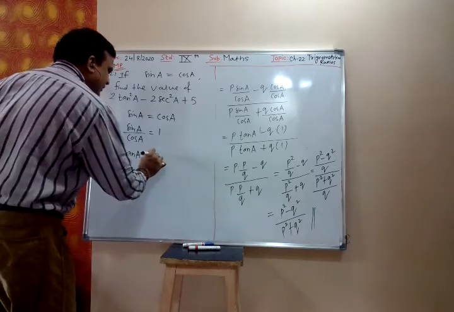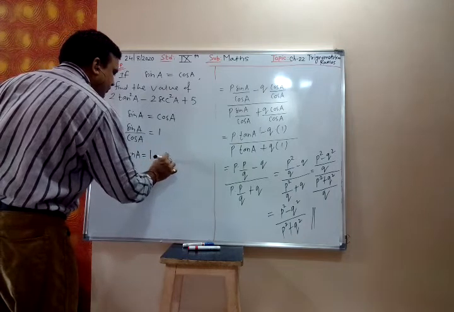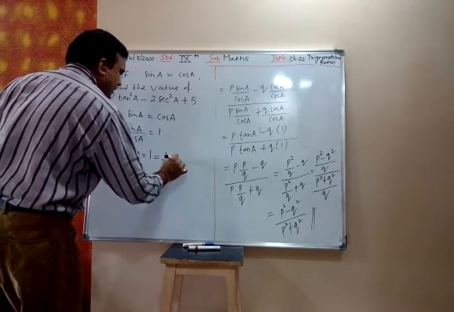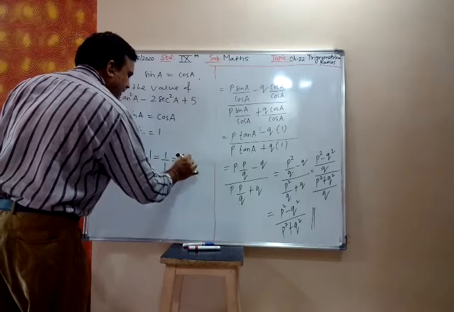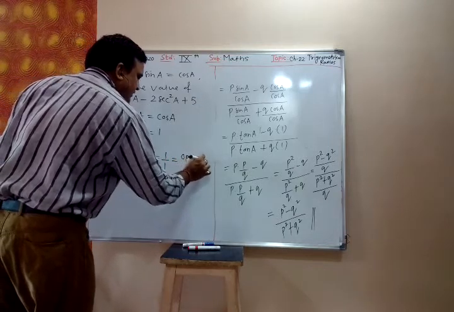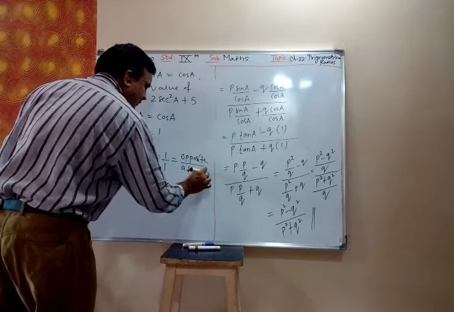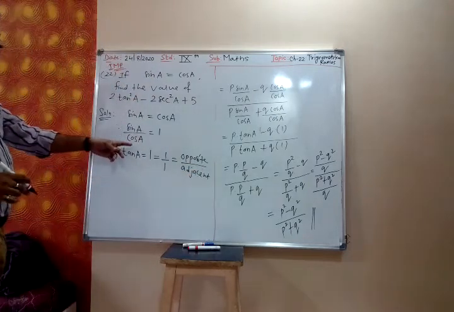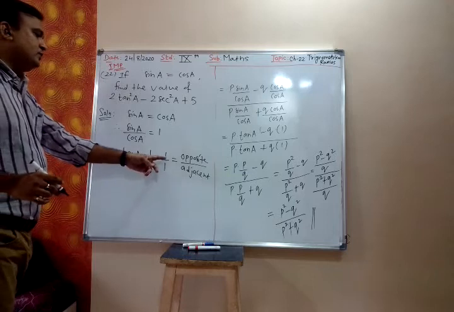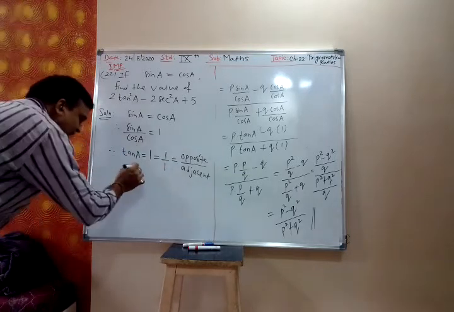But 1 I can write as 1 upon 1. What is tan? Tan is opposite upon adjacent. So tan A is 1, but 1 I can write as 1 upon 1. So 1 is opposite, 1 is adjacent. So now I will use the diagram.